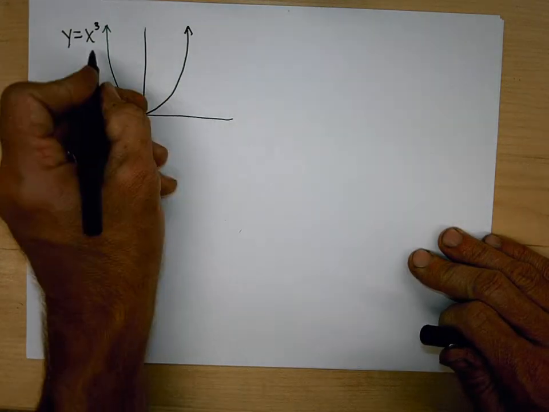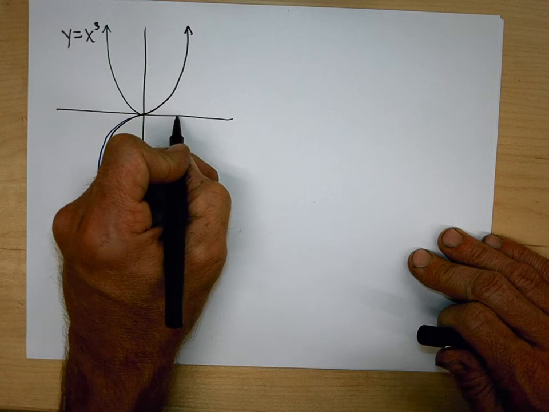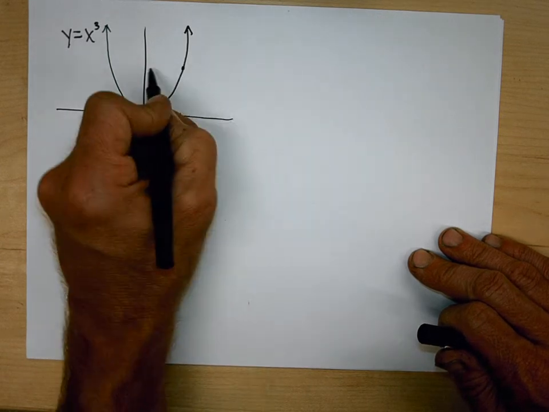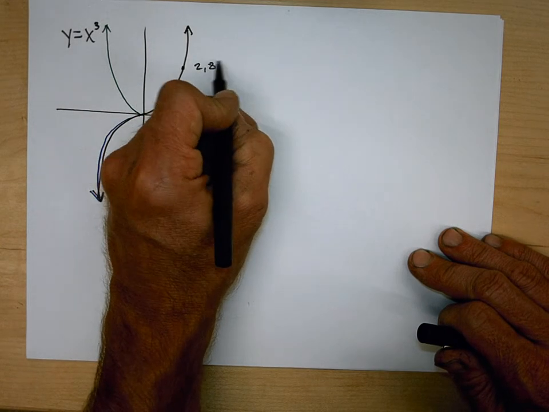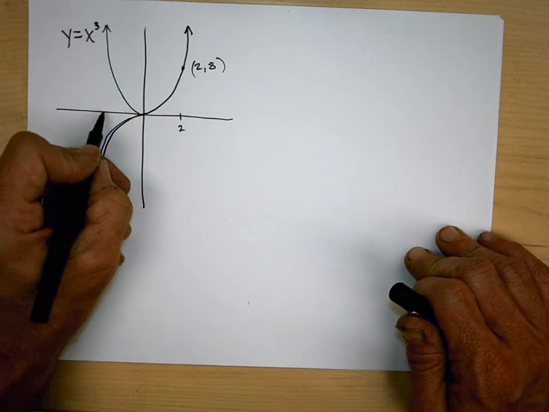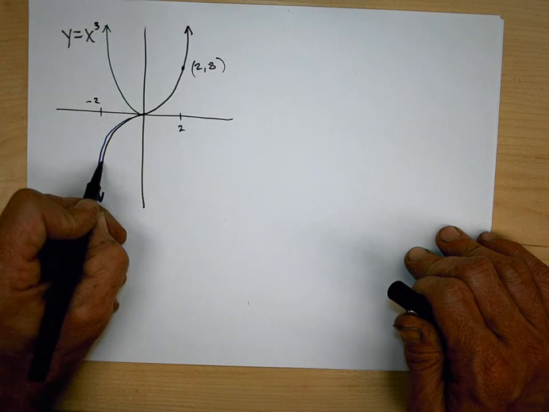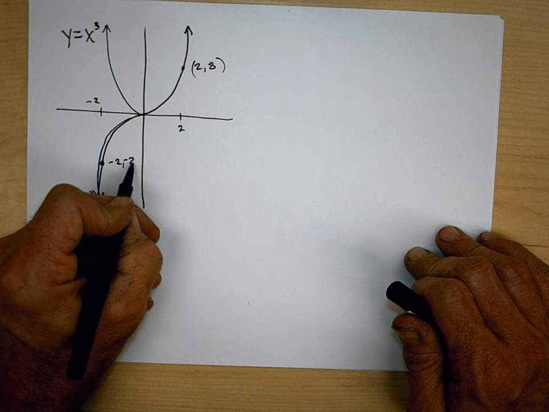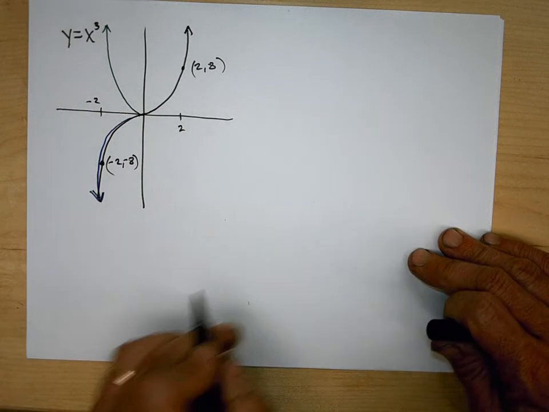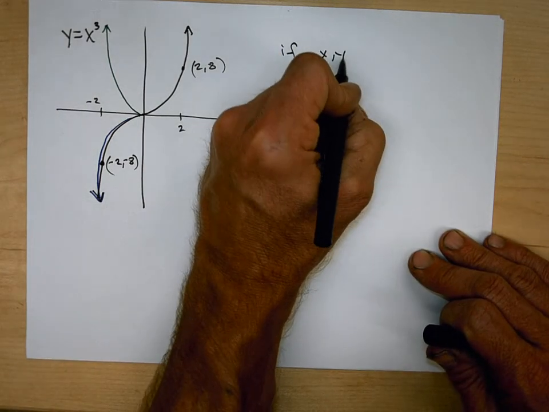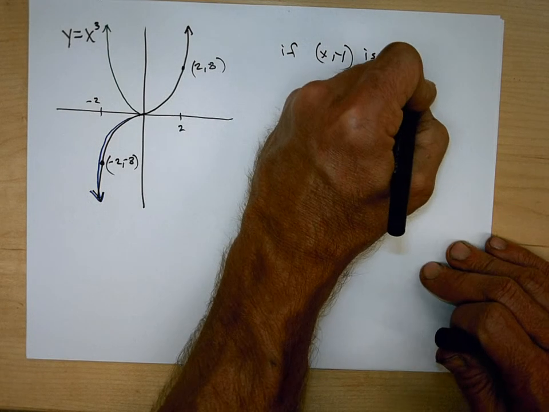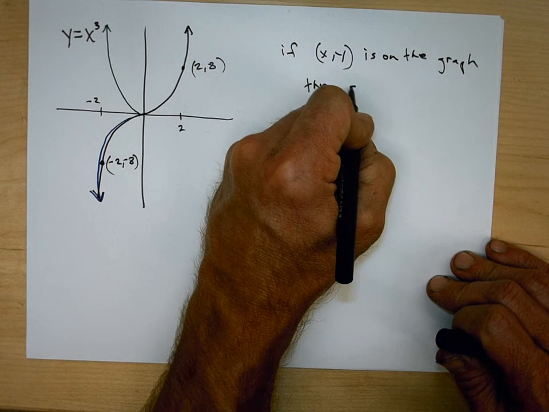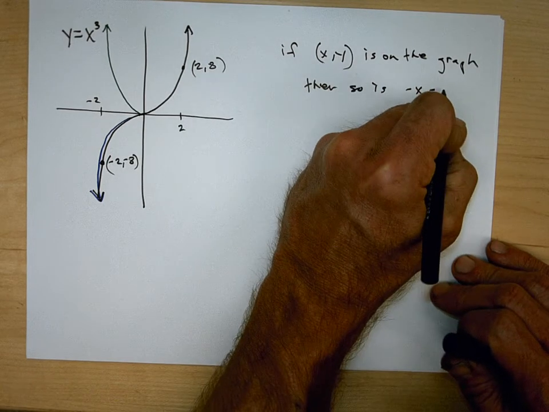All right. In terms of algebraically, so this is y equals x cubed. So if I put in the point, say this is 2, then up here, that would be 2 cubed, or 8. Then over on this side, if I put in -2, I'd come down here, and I would get the point -2, -8, because -2 cubed is -8. So here, if x, y is on the graph, then so is -x, -y.